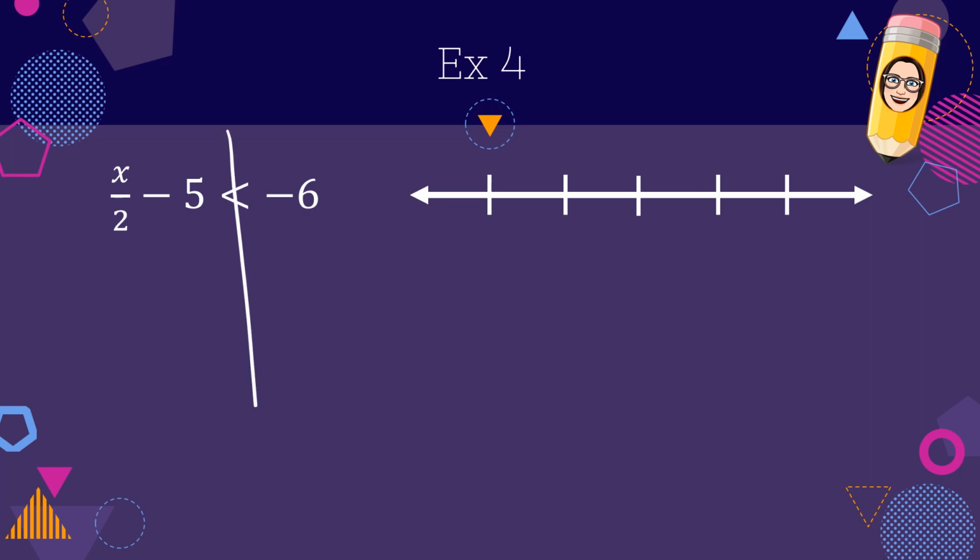Let's jump to two steps. We want to undo any addition or subtraction. It says subtract 5, so we're going to add 5.